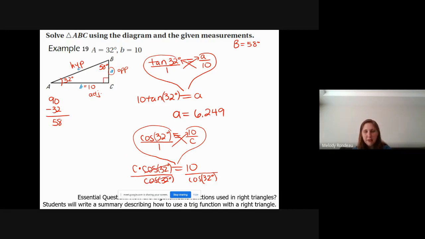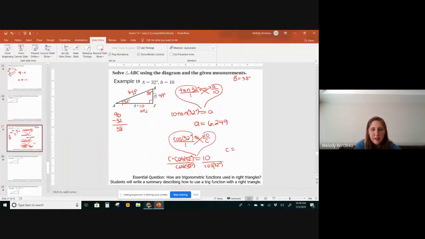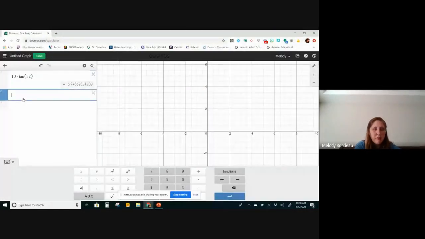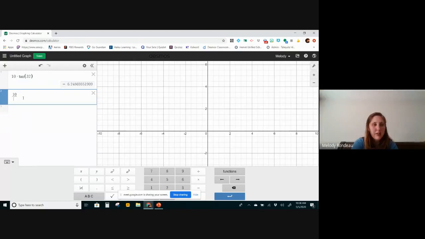All right, so then when I do that, those cancel out, and then I need to go back to my Desmos so I can do this calculation. So back to Desmos. This time I want to do 10 divided by cosine 32. So 10 divided by, and Desmos will do that fraction. Once you hit that divide, that slashy, it will do a fraction for you. Make sure you're careful with fractions, that you enter things in the right place. I definitely want the 32 to go with the cosine in the bottom.